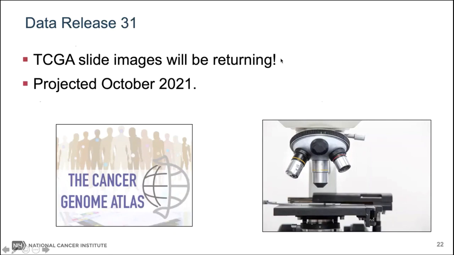In the future, data release 31 will be happening, and the main feature of this release will be that the TCGA slide images will be returning. As you know, they were taken off the portal relatively recently, a few months back, and we're projected to release this in October 2021.